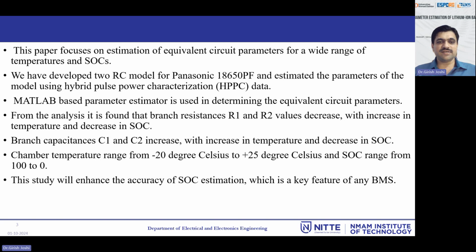From the analysis, it is found that branch resistances R1 and R2 decrease with the increase in temperature and decrease in SOC, whereas the branch capacitances C1 and C2 increase with the increase in temperature and decrease in SOC. Chamber temperatures range from minus 20 degrees Celsius to plus 25 degrees Celsius and SOC ranges from 100% to 0%. This study will enhance the accuracy of SOC estimation, which is a key feature of any battery management system.